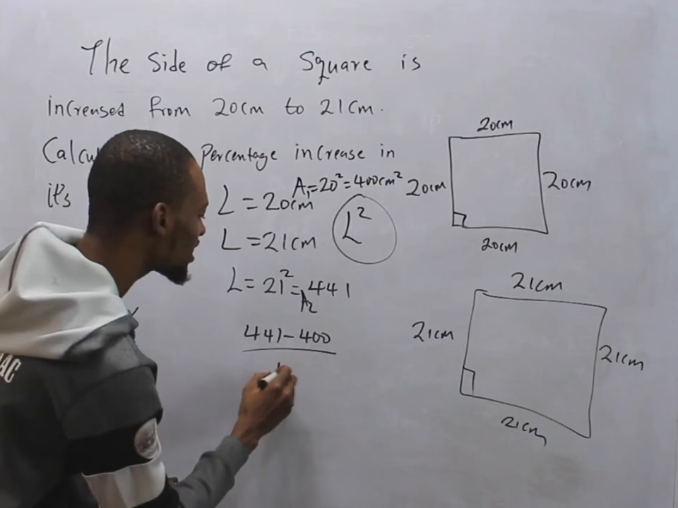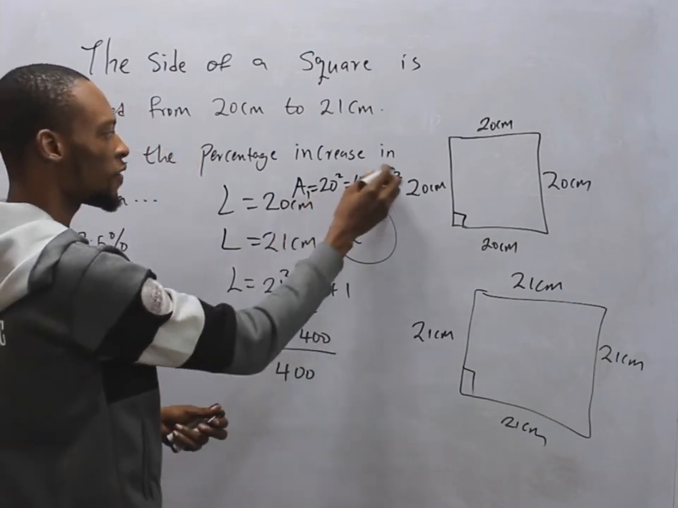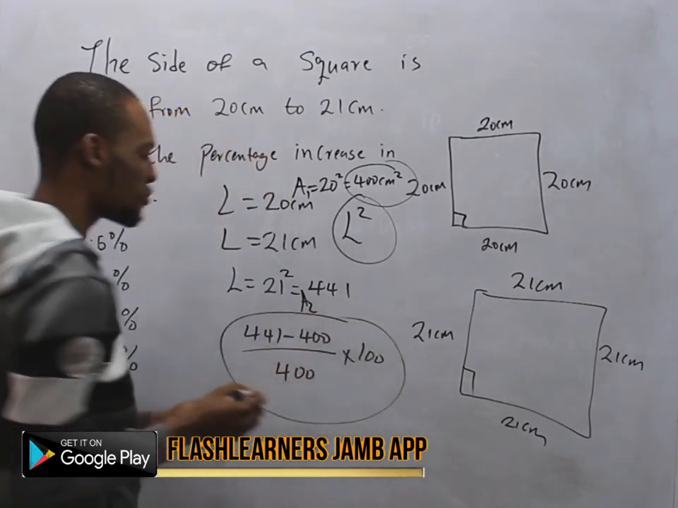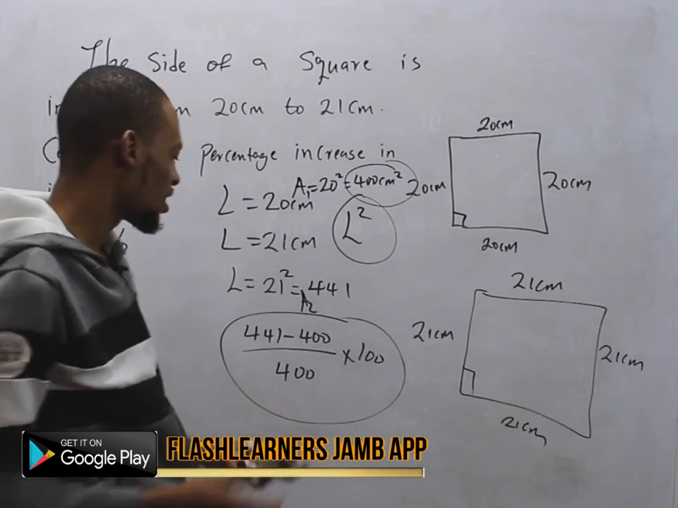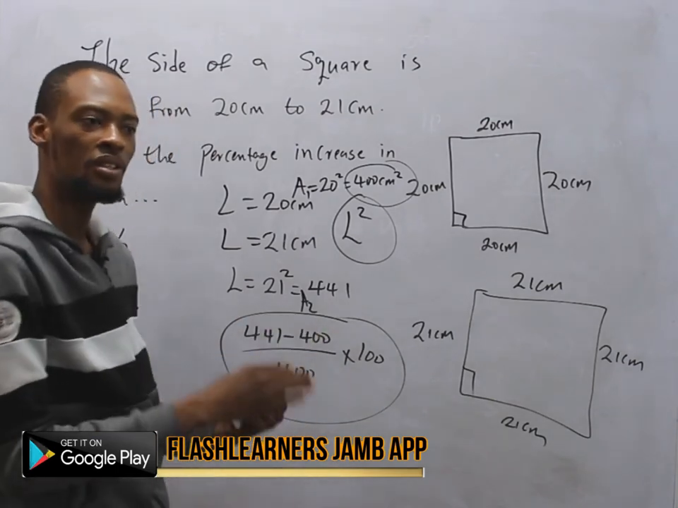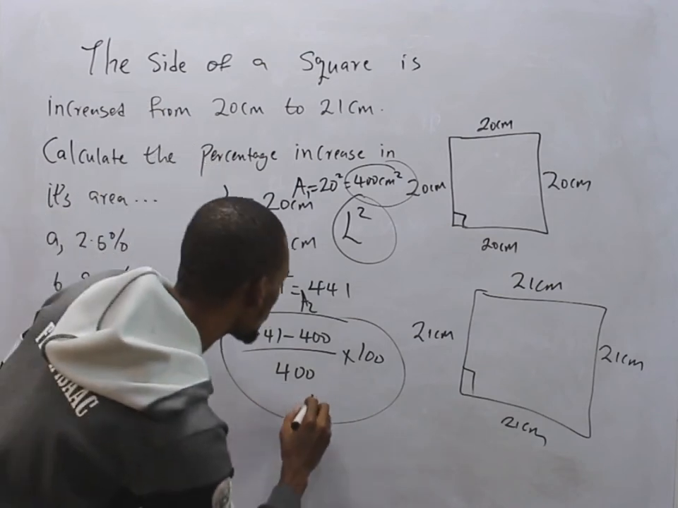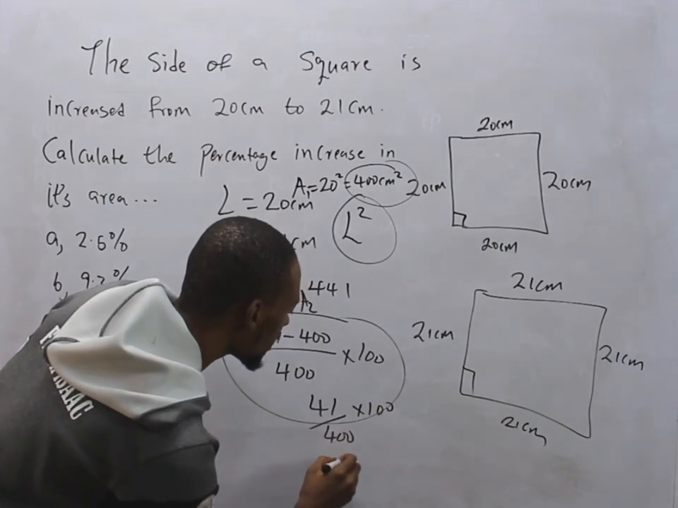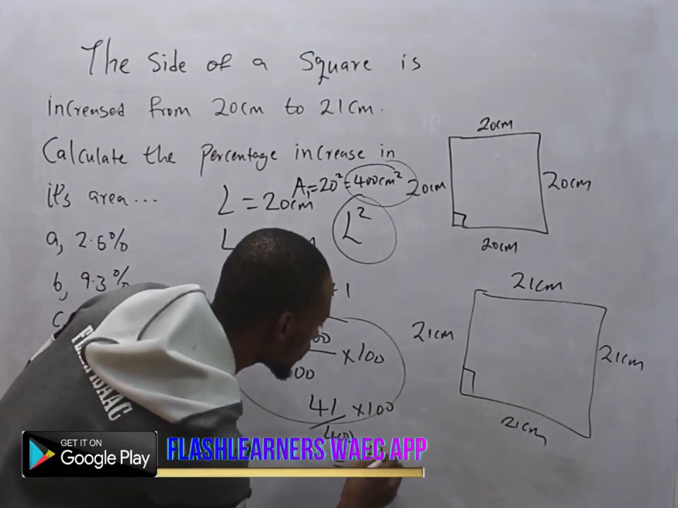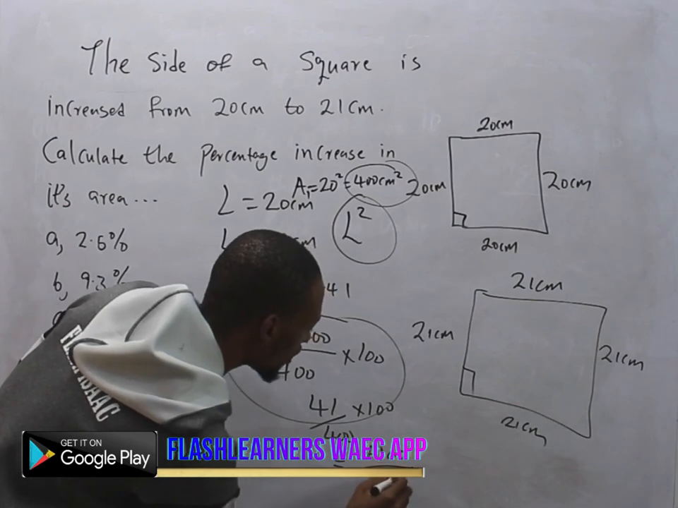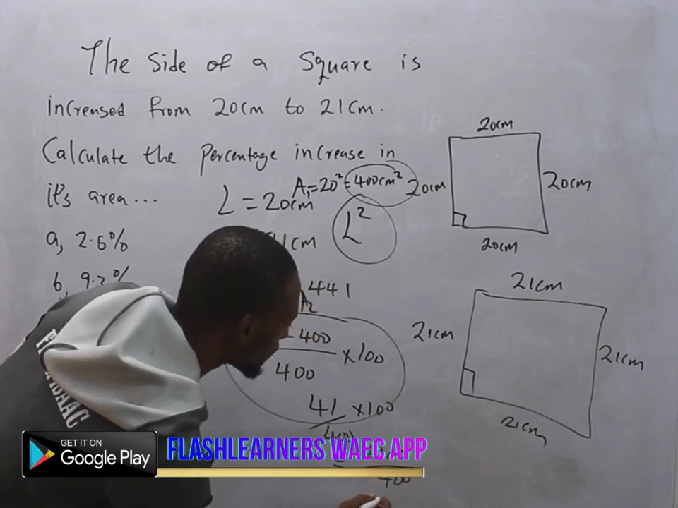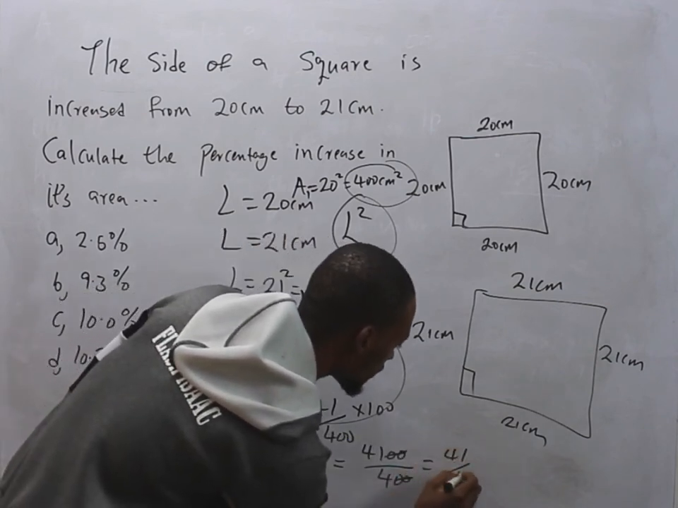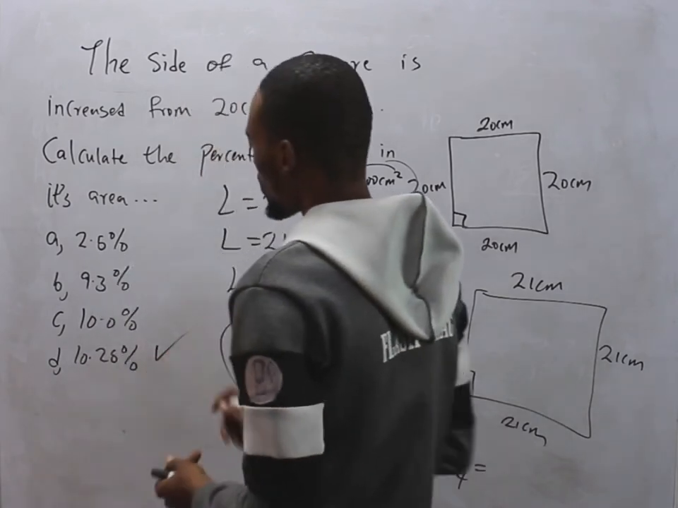Over the initial area. The initial area is 400 centimeters square, times 100. This is the formula for percentage change or percentage increase. The change over the initial value times 100. So this will give you 41 over 400 times 100, that equals 4,100 over 400. These two zeros cancel, we are left with 41 over 4. That should give you 10.25%.